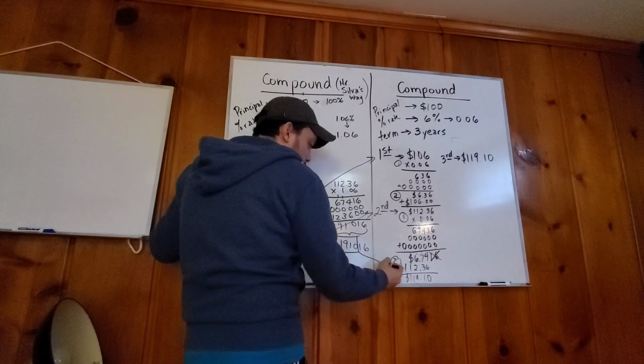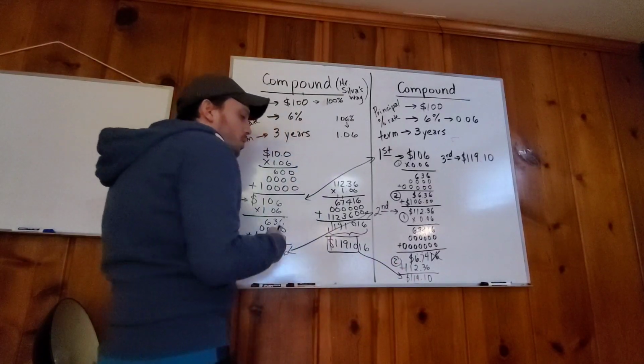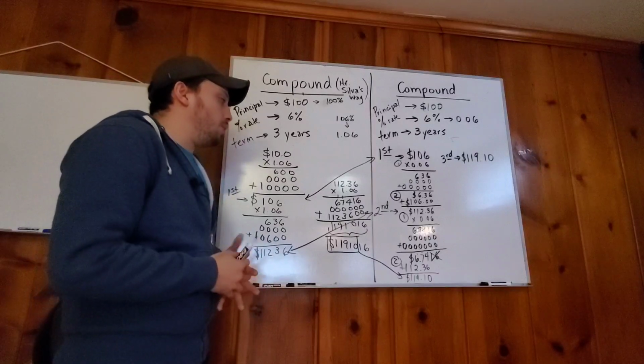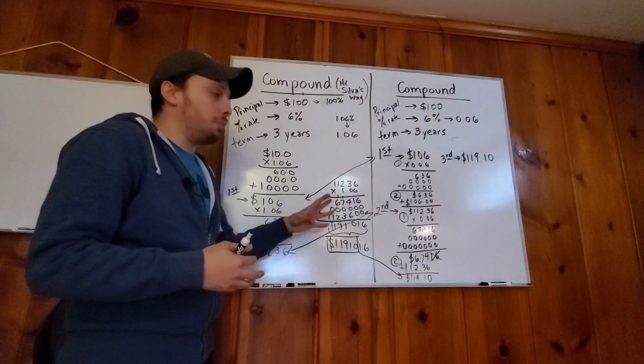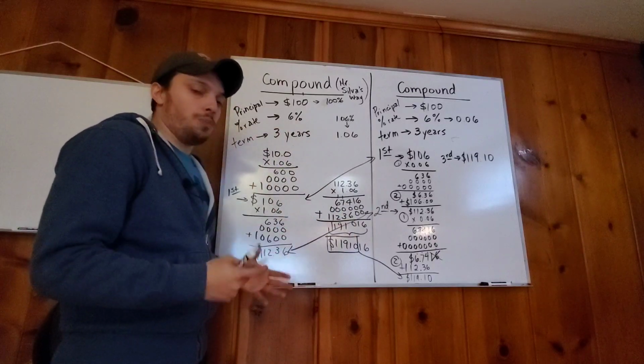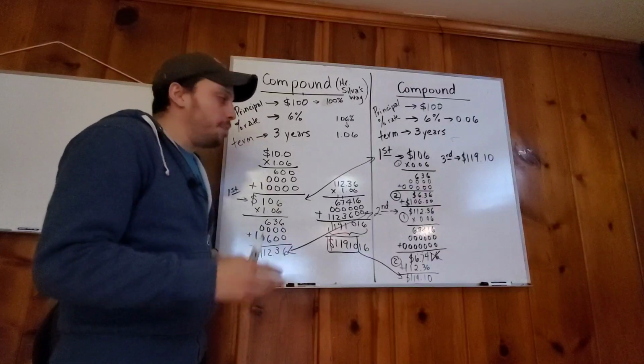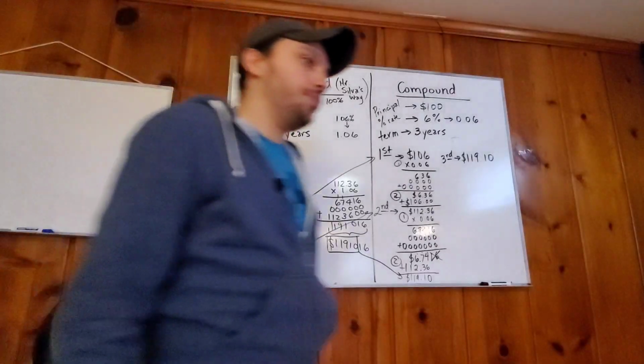Isn't this what I got for the third one? $119 with 10 cents. So that is another way of doing it. I'd rather do it my way, but if you do it that way, it's okay. You do it the way it's easier for you. Now we can actually jump into the lesson and look at the examples, okay? So let's do that.